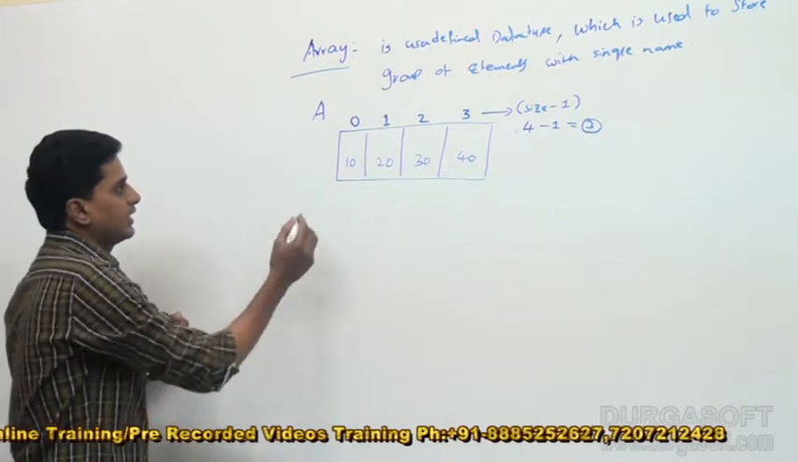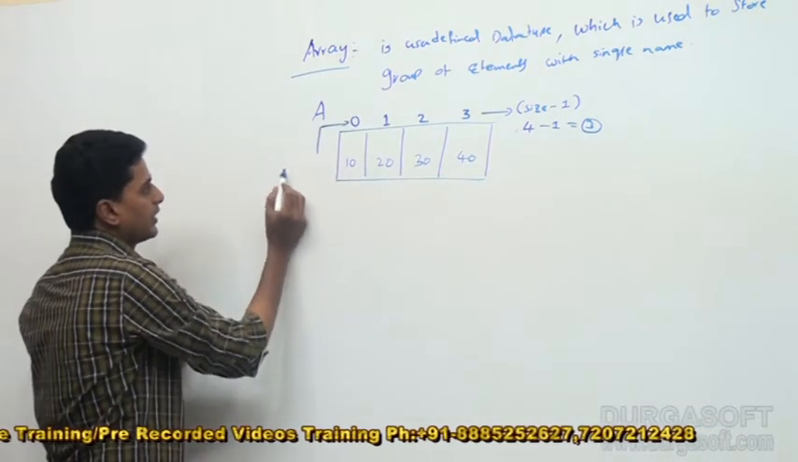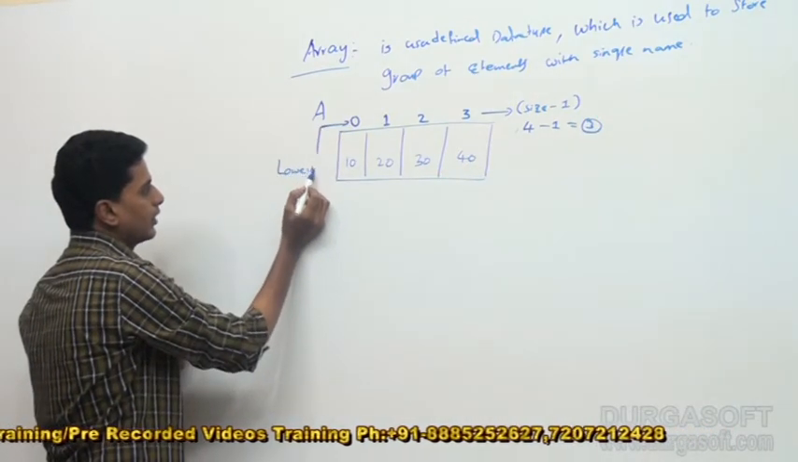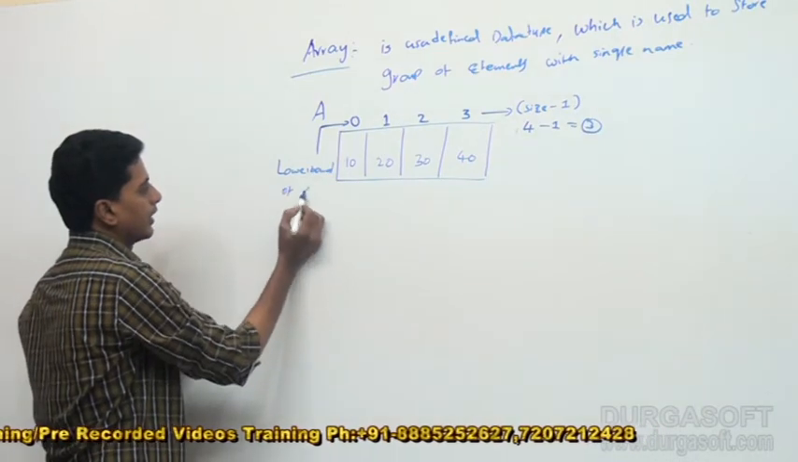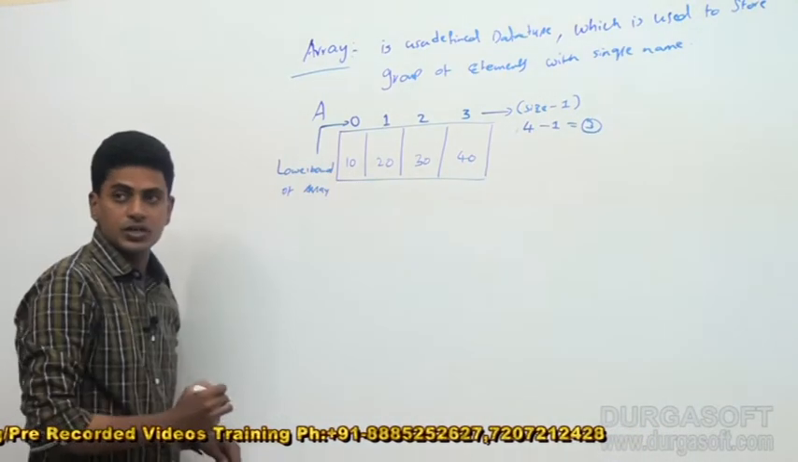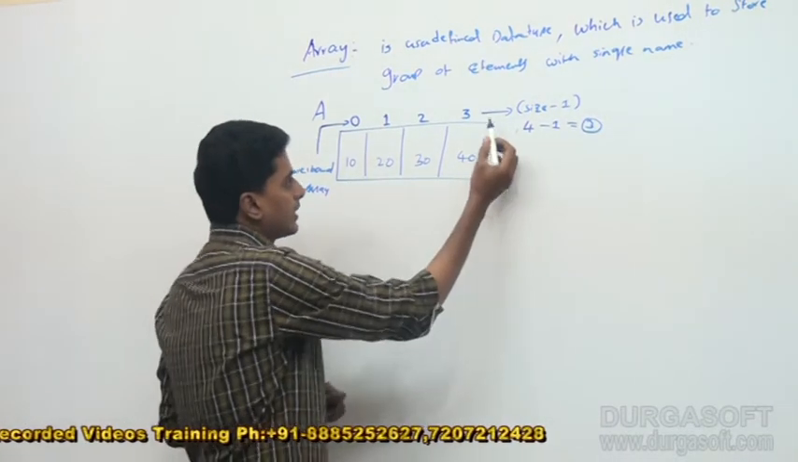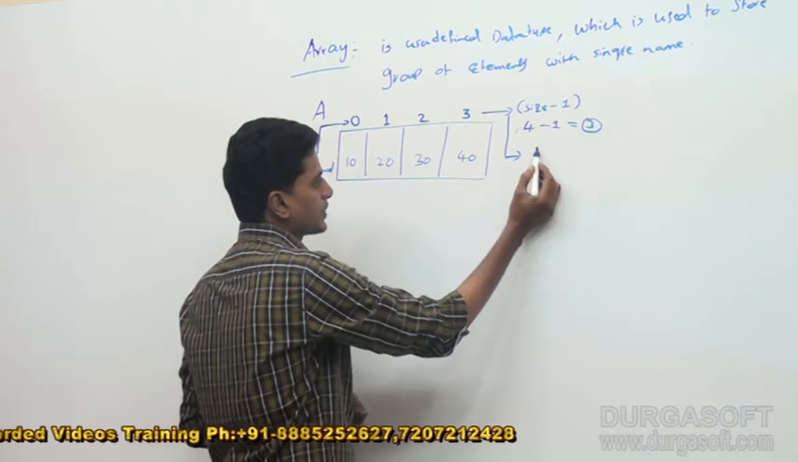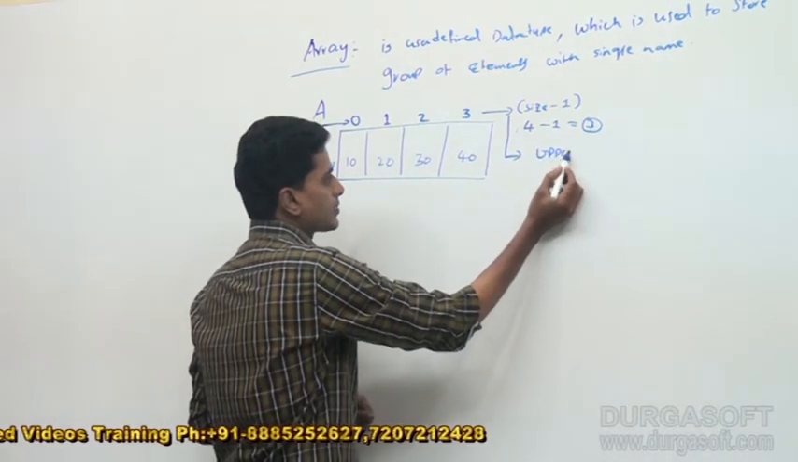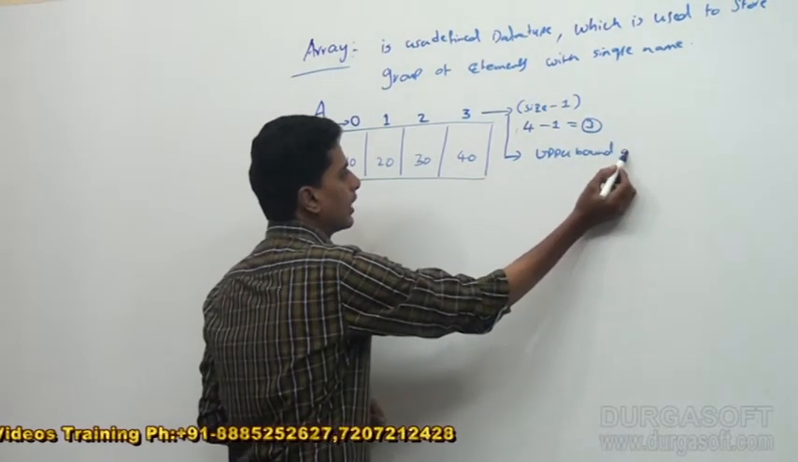Then always the array index starts with what? 0. This we can call the lower bound of the array. Always the array index ends with size minus 1. This we can call the upper bound of the array.